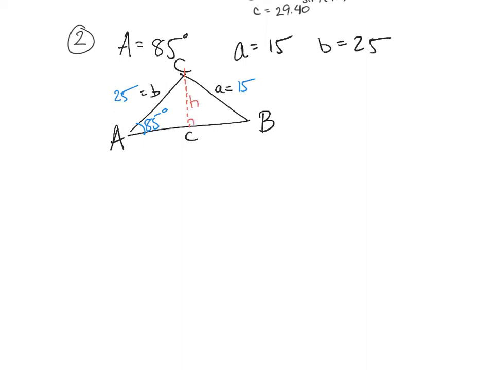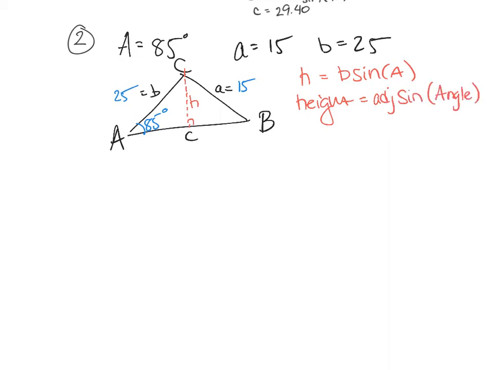is my opposite side, or that 15 there, greater than my height? So remember, when you're checking for the height, that is going to be, in this case, B times sine of A, or your height is equal to your adjacent side times sine of your angle. That particular part you don't have to write every time, but every time I do want to see how you're solving for the height. So now I'd go H is equal to 25 times sine of 85. So I do at least want to see that line.